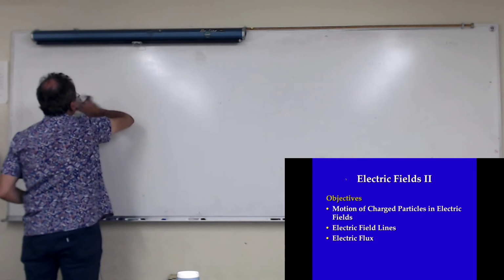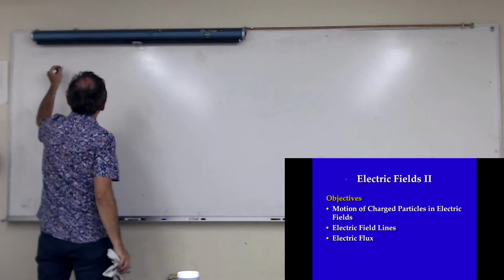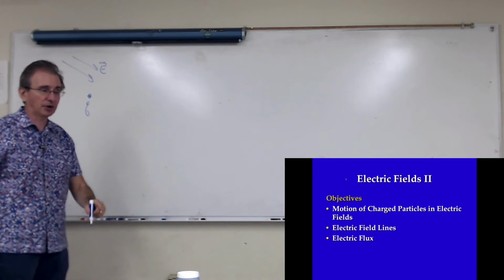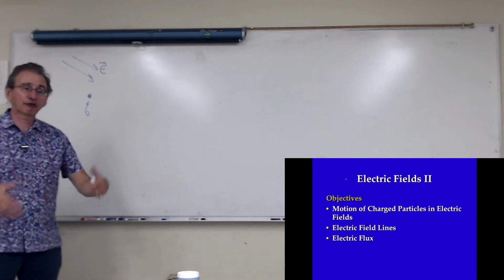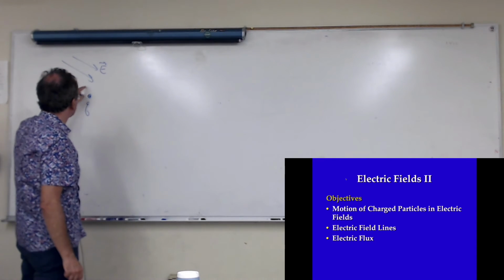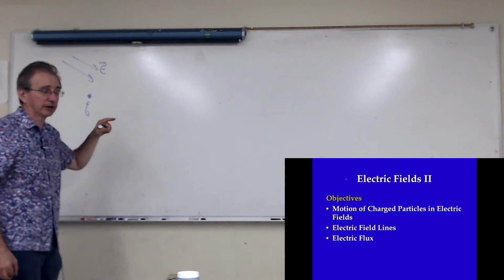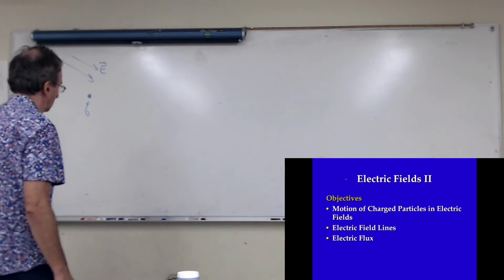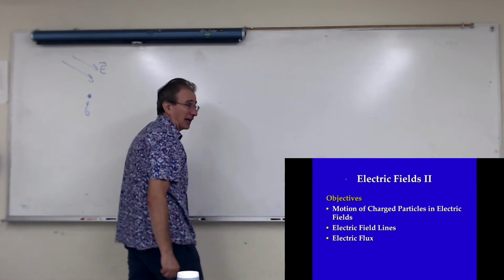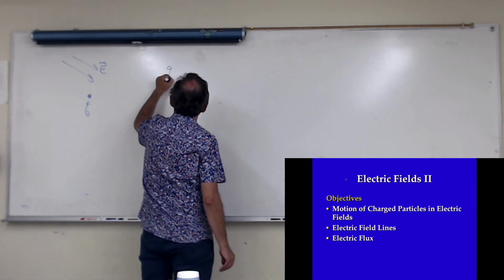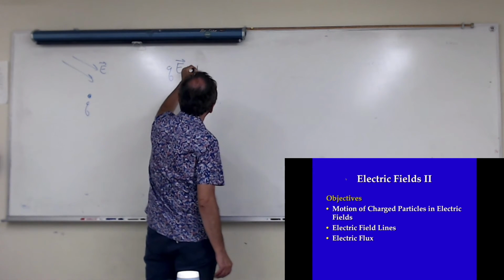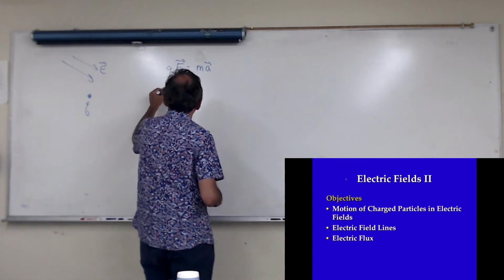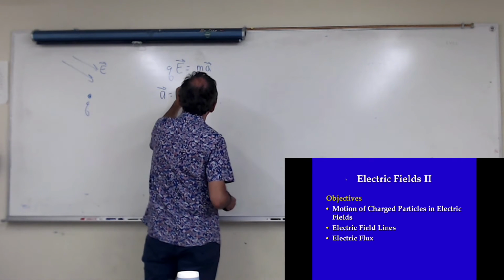So suppose we have a charged particle in some sort of electric field. That's the only force acting on the particle. Then my free body diagram would be easy, right? The force on the object is going to either point in the direction of the field or opposite the direction of the field, depending on the sign of the charge Q. And if that's the only force acting on it, then I can apply Newton's second law. The force due to the field is QE. That's equal to ma. And so then a is QE over m.